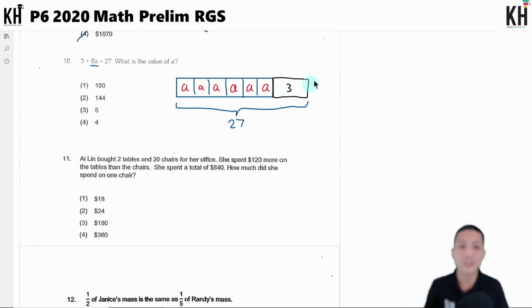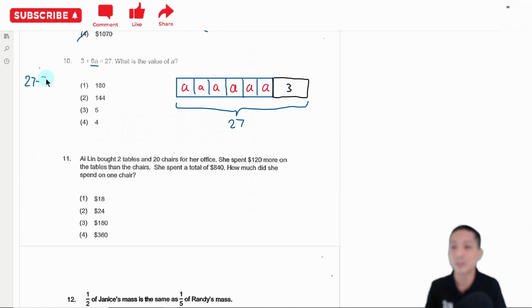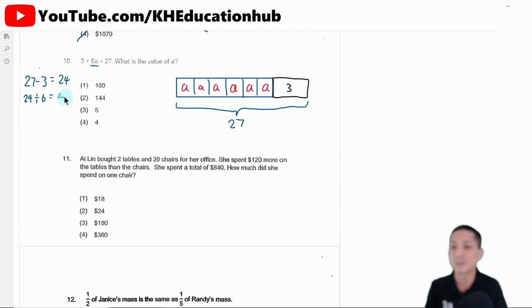Now you should be clear what you need to do. First step will be 27 minus 3, which equals 24. And then after that, 24 divided by 6 will give you 4. So the answer will be number 4.